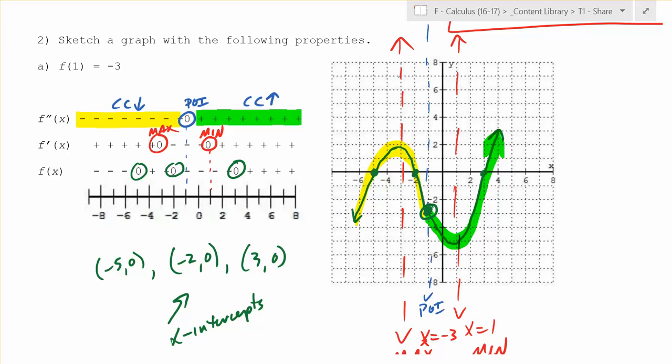f of 1 is, so where, see it crossed right down there? f of 1, we should label that point. So if we clean this up a little bit, we take this. That's very good, I totally missed that, Noah. Thank you for pointing that out.